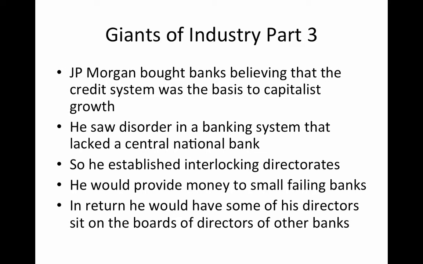In return, he would have some of his directors sit on the boards of other banks and control their decision making. Eventually, he was in charge of all these major banks, and what this did was set rules that would favor his centralized bank. Even though it wasn't a national bank, J.P. Morgan was basically creating a monopolization of the private sector's banks.